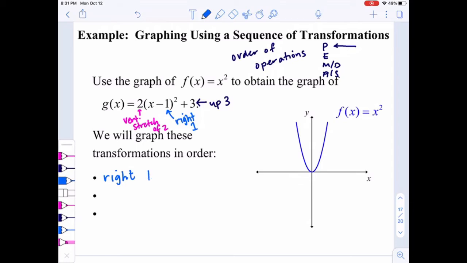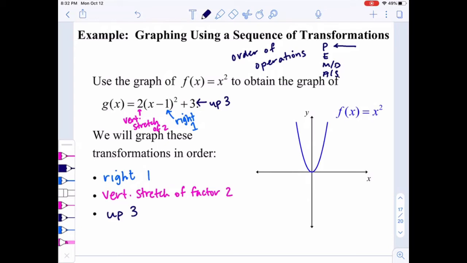That means the next piece we're going to look at is that multiplication or division. In this case, the multiplication or division we have is going to deal with that vertical stretch of 2. So we're going to do the vertical stretch of a factor 2. That means we're going to take each ordered pair that we have and just multiply that y value by 2. And then the last piece would be to deal with the up and down, right? The addition or subtraction part that's at the end there. So the last piece we're going to do is go up 3.